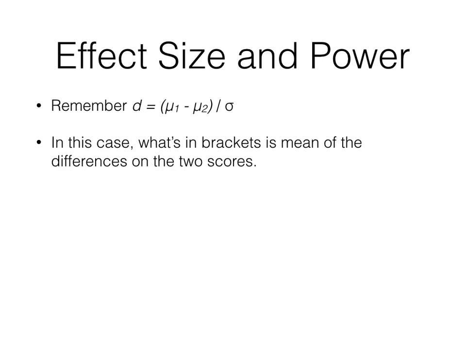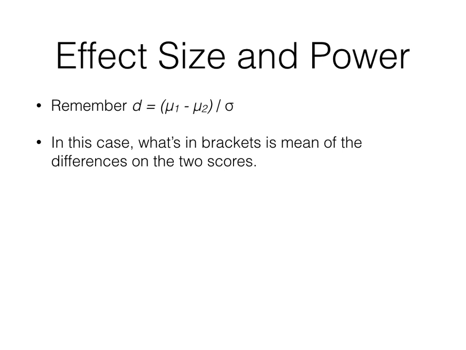The other final things to talk about are the effect size and power that we brought up with the z-test. Remember that the general formula for Cohen's d is the difference between the two population means over the standard deviation. In this case, what's in brackets is the mean of the differences on the two scores. So whatever the differences between the ratings for moms and ratings for dads are, that's what's going to go in the brackets.